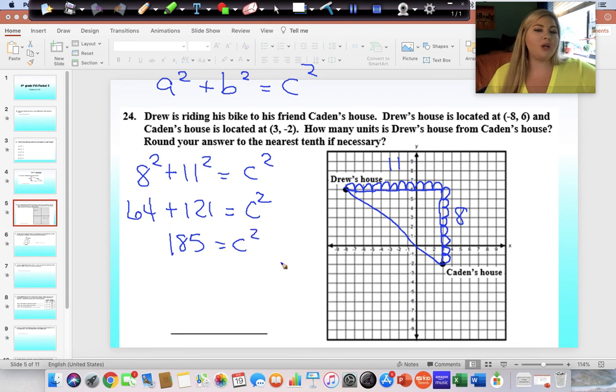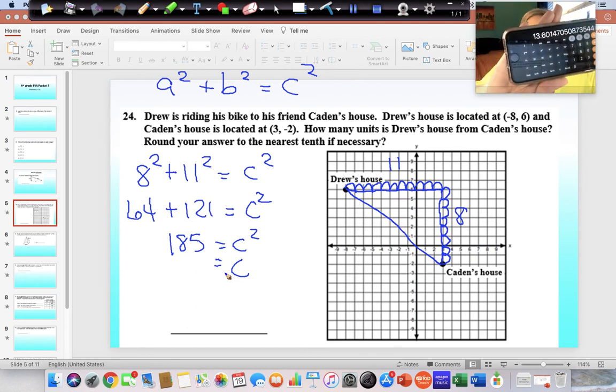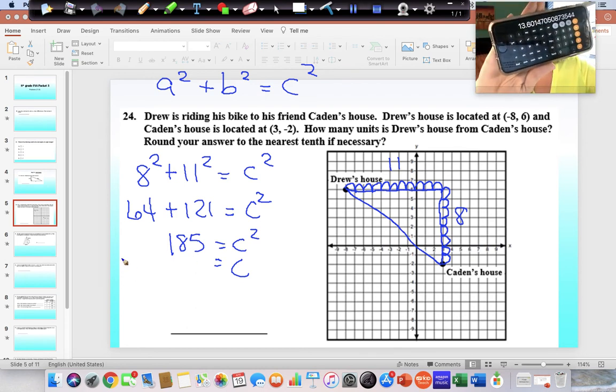Again, to find out what c is equal to, you just push the square root button. So the square root of 185 gives us this big, long number. It's actually not a big number, it's just a long number.